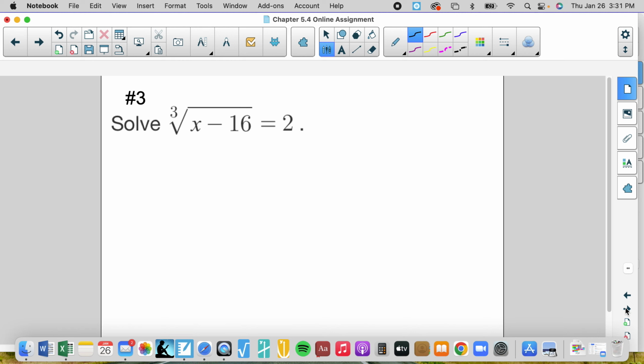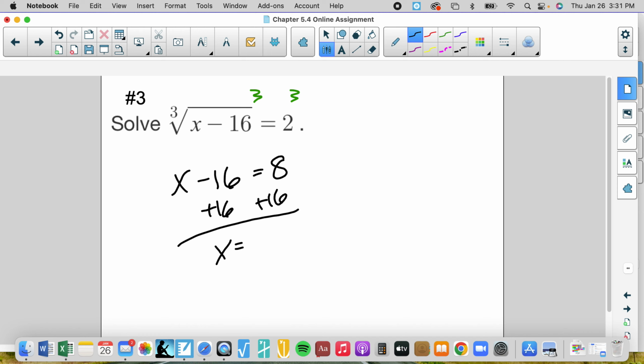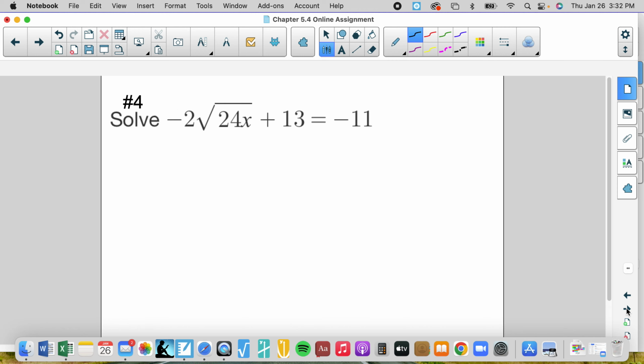Number 3, notice we have a cube root. So what's going to get rid of a cube root? A cube. So we're going to cube both sides. We're left with x minus 16 equals 2 cubed, which is 8. We add 16 to both sides, and we get x equals 24. Let's check it. 24 minus 16 gives us 8. The cube root of 8 is 2, and 2 equals 2. So 24 is an acceptable answer. Again, a pretty straightforward problem.